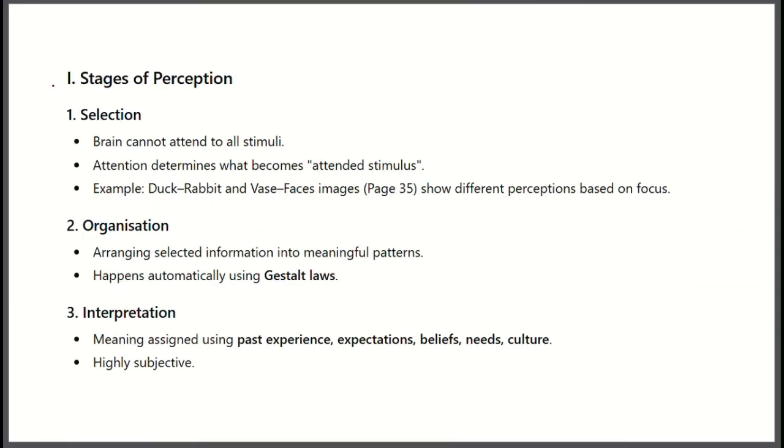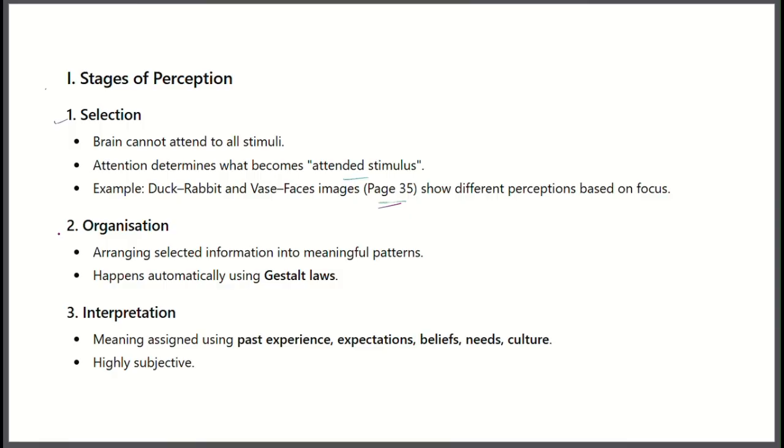Stages of perception. Selection. The brain cannot attend to all stimuli. Attention determines what becomes the attended stimulus. Example: the duck, rabbit, and vase-faces images on page 35 show different perceptions based on focus.